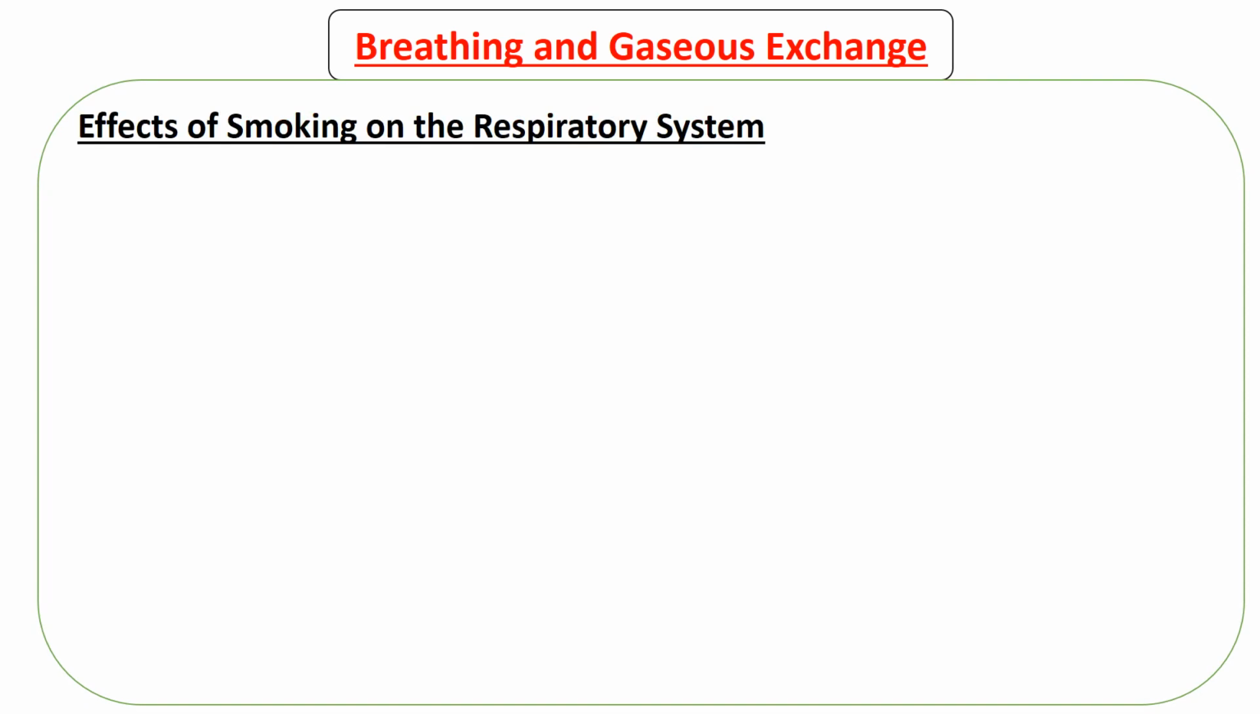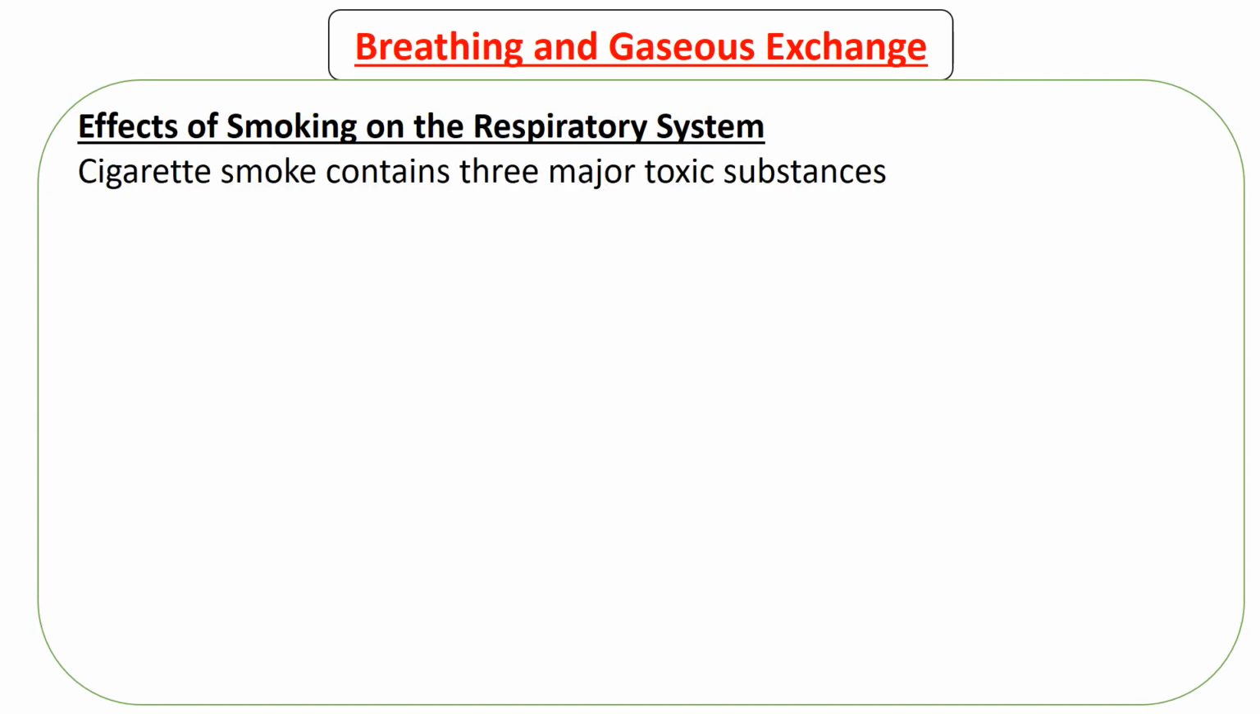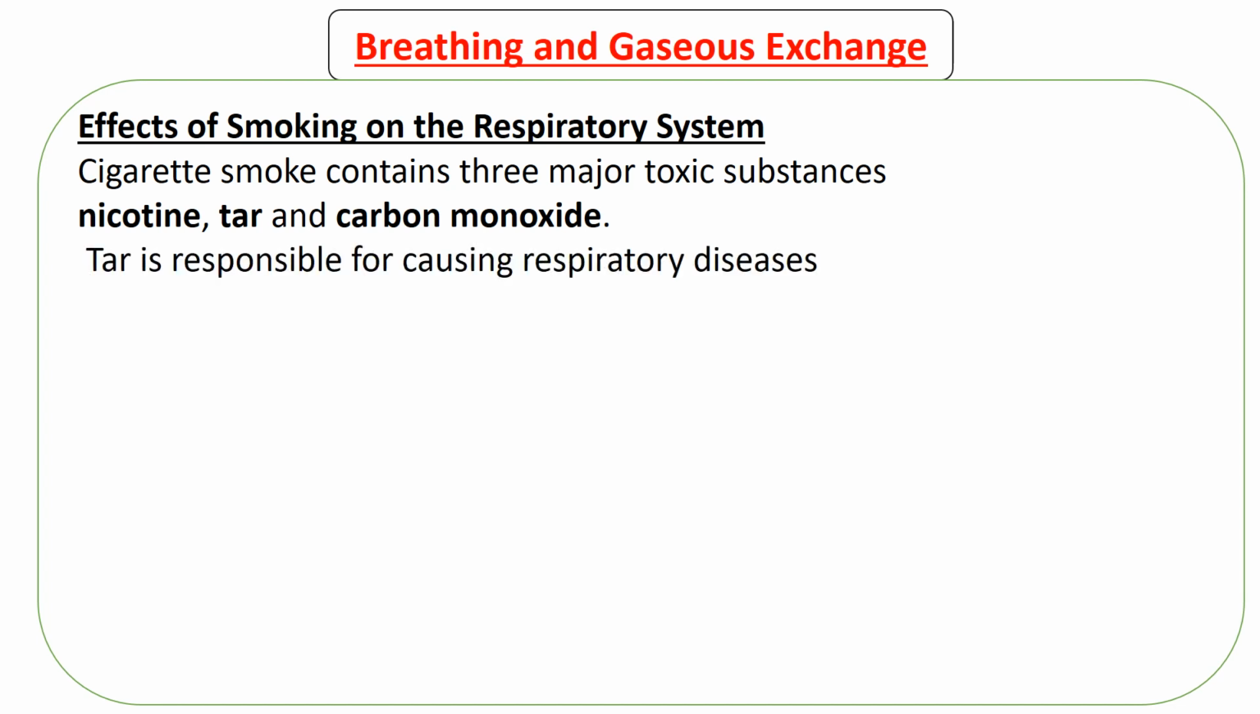So we're going to finish breathing and gaseous exchange in humans by discussing smoking. So what are the effects of smoking on the respiratory system? So cigarette smoke contains three major toxic substances: nicotine, tar, and carbon monoxide. So of these, tar is the most dangerous, but even the others are dangerous. So tar is responsible for causing respiratory diseases, which some of us call all types of respiratory diseases cough, but actually there are types of cough.